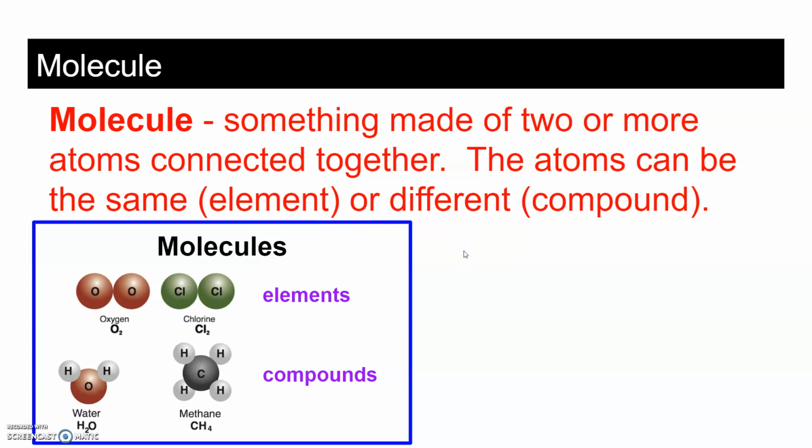On the other hand, the compounds, water and methane, are compounds because they have different types of atoms in their molecules. So water is made up of hydrogen and oxygen atoms, and methane is made up of carbon and hydrogen atoms.